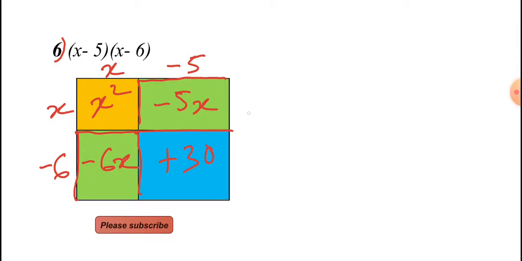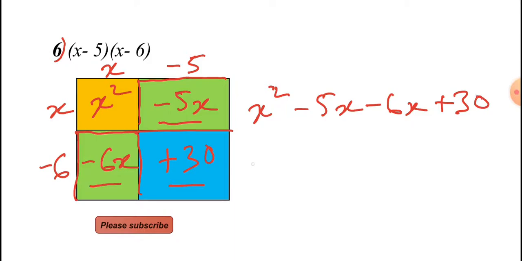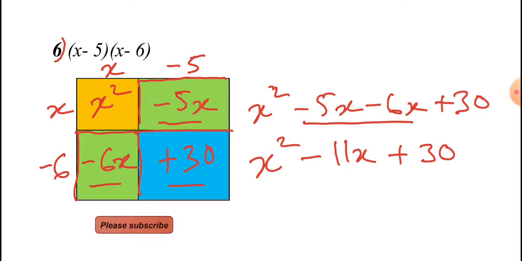So inside the yellow square, we had x squared. Then inside the area of the top green rectangle was minus 5x. And then minus 6x in the bottom green rectangle. And then plus 30. So x squared, we just copy down. Now minus 5x minus 6x is minus 11x. And then the plus 30, because we can't collect any like terms, we just copy it down.